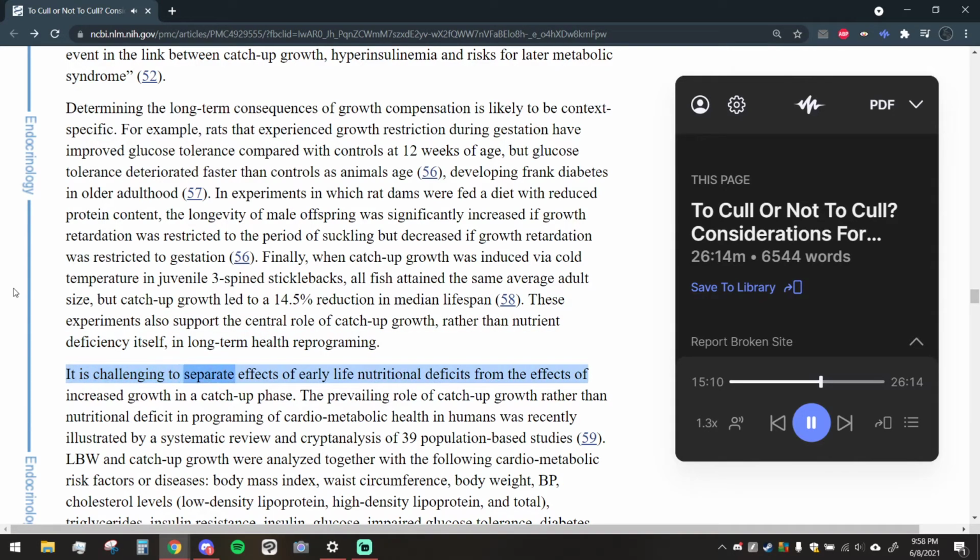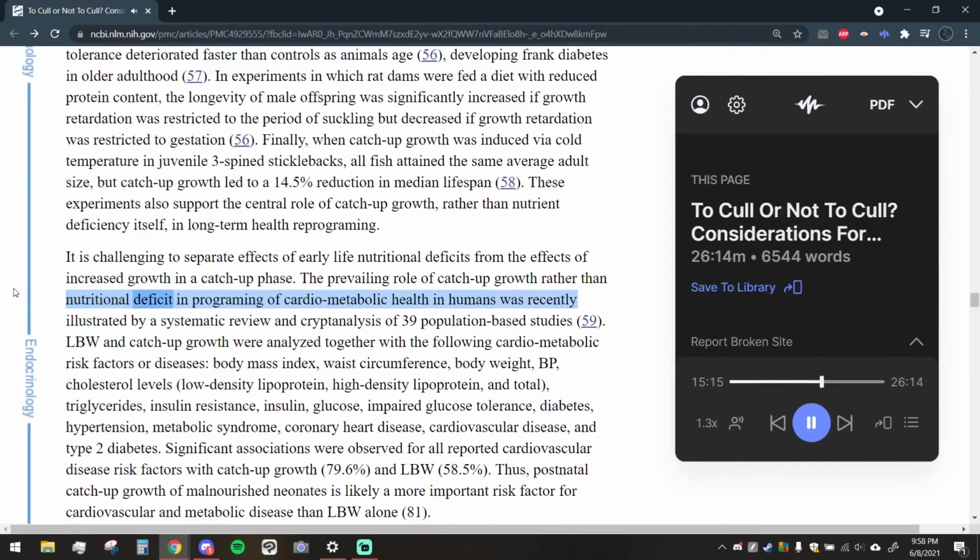It is challenging to separate effects of early life nutritional deficits from the effects of increased growth in a catch-up phase. The prevailing role of catch-up growth rather than nutritional deficit in programming of cardiometabolic health in humans was recently illustrated by a systematic review and meta-analysis of 39 population-based studies.